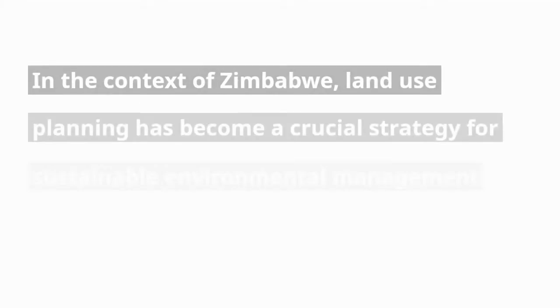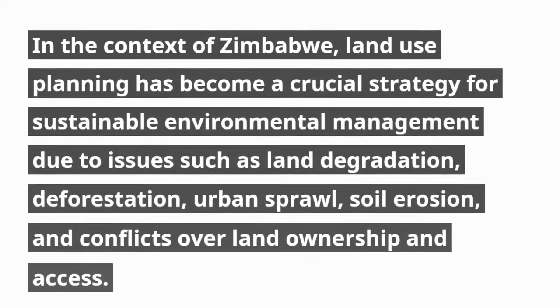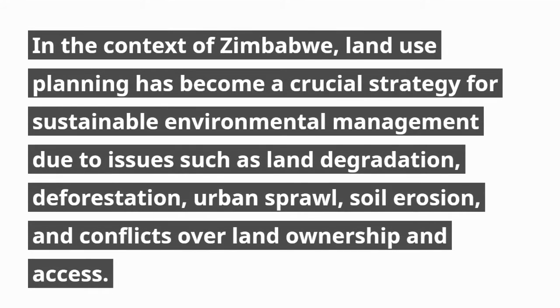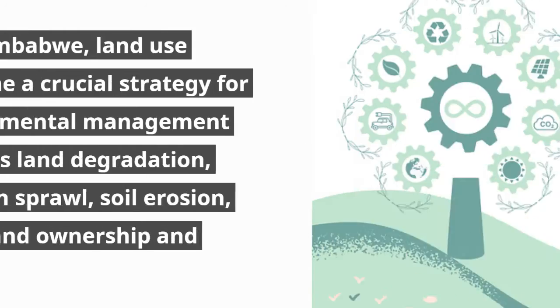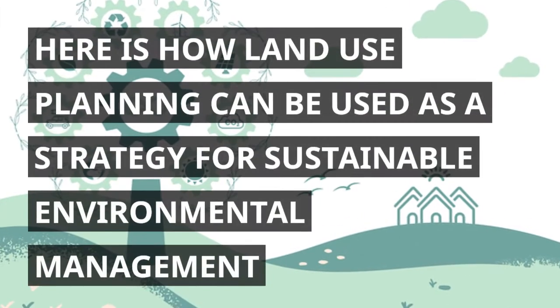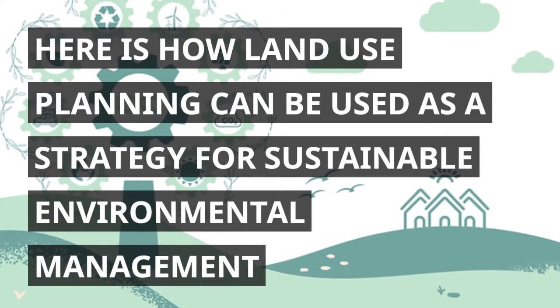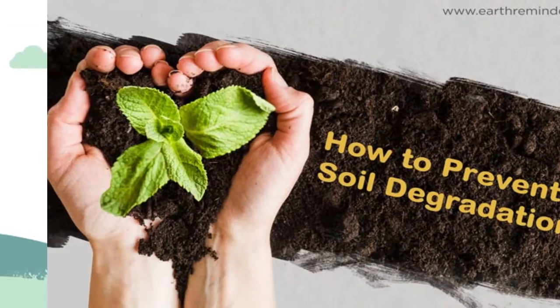In the context of Zimbabwe, land use planning has become a crucial strategy for sustainable environmental management due to issues such as land degradation, deforestation, urban sprawl, soil erosion, and conflicts over land ownership and access. Here is how land use planning can be used as a strategy for sustainable environmental management.